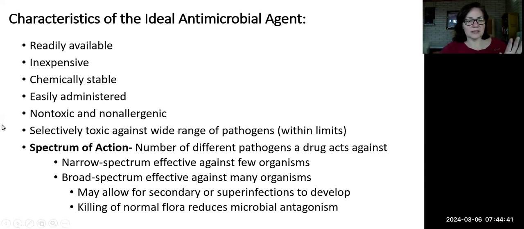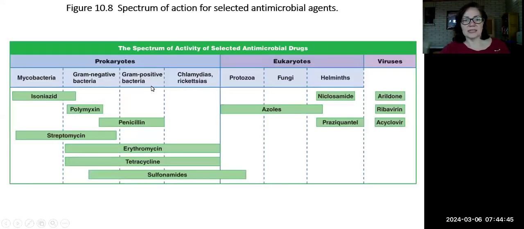All right, so let's see a visual of spectrum of action on this next slide. This is the selected spectrum of activity of selected antimicrobial drugs. And what we have on top are the different categories of microbes. We have the prokaryotes over here on the left, and we've separated them into these categories. So gram-positive are the ones we're most familiar with, gram-negative bacteria. But there's also mycobacteria.